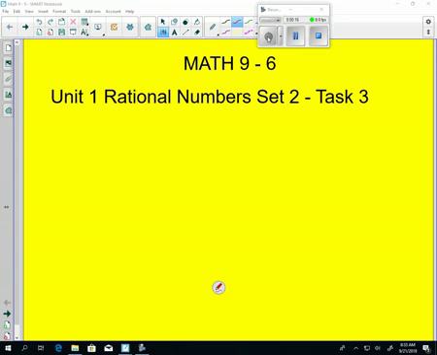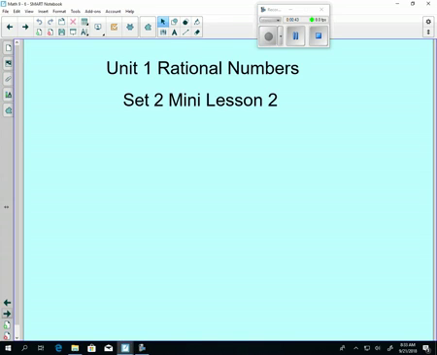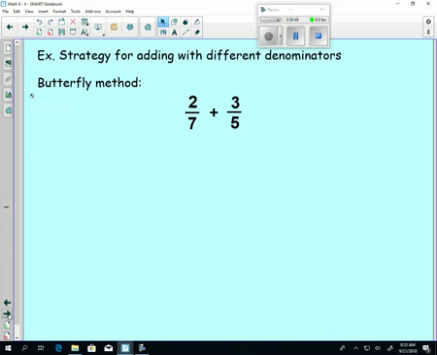We started task 3 yesterday, and yesterday we talked about adding and subtracting whole numbers, integers, and decimals. And we had an example of a fraction with a common denominator. So today, just following that, our second lesson on that set, we're going to be looking at adding fractions with different denominators.